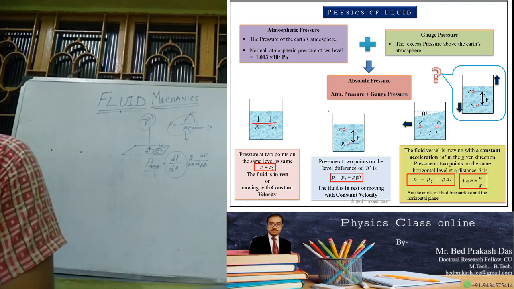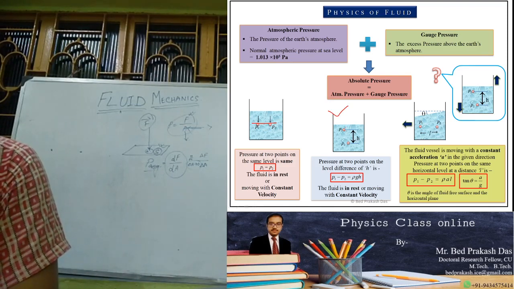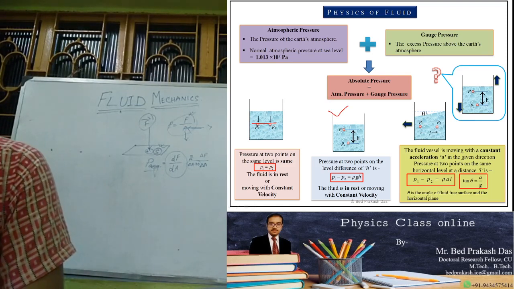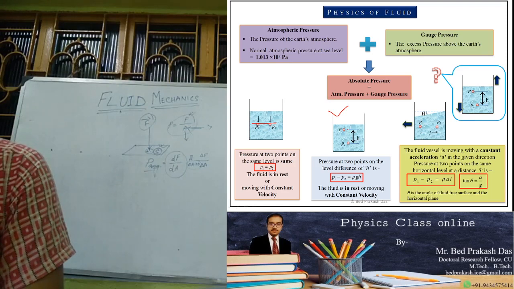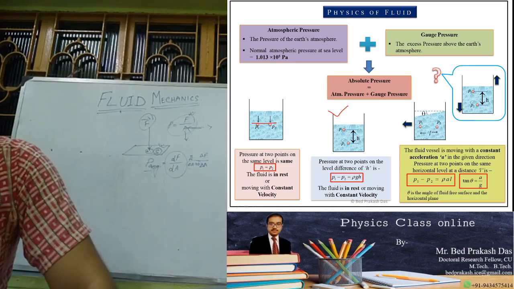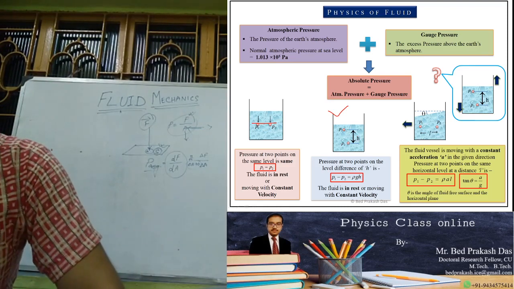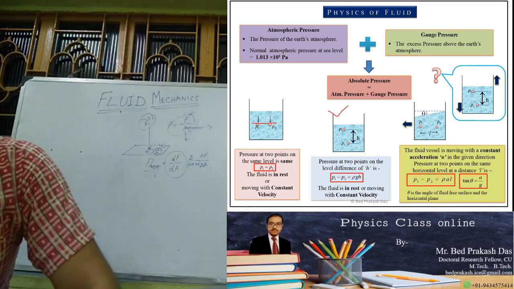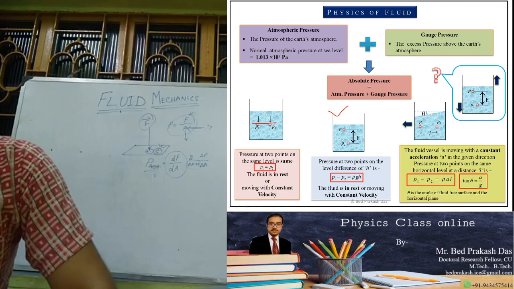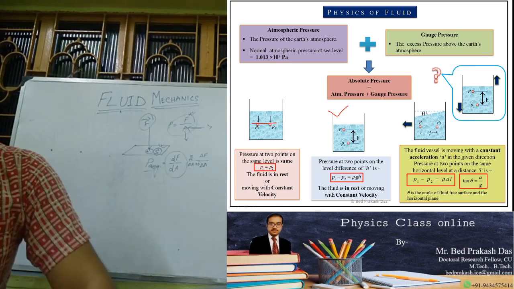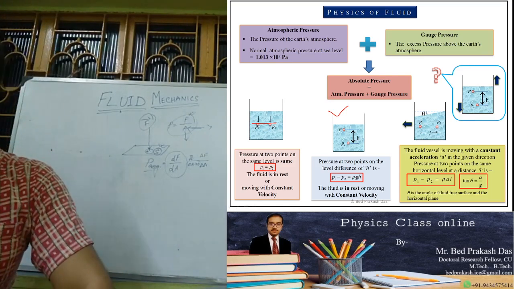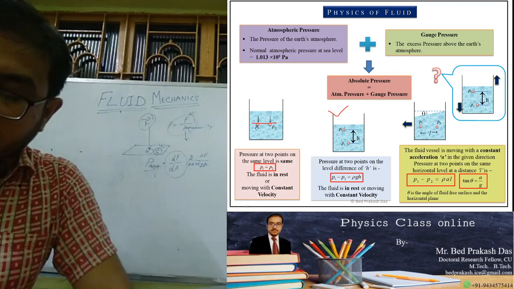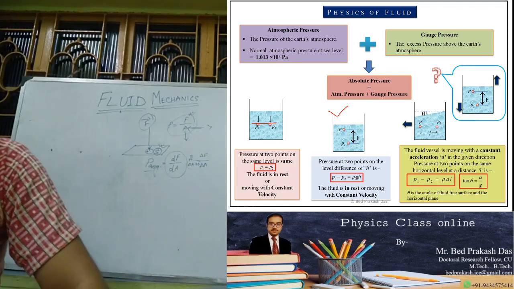Now in the second case, consider that two points are at different depths, that is, P1 is separated from P2 by a height of h. Now the pressure difference between these two points, due to the level difference, will be rho g h. Here rho is the density of the liquid, g is the gravitational constant, and h is the height difference between the two points of our consideration.